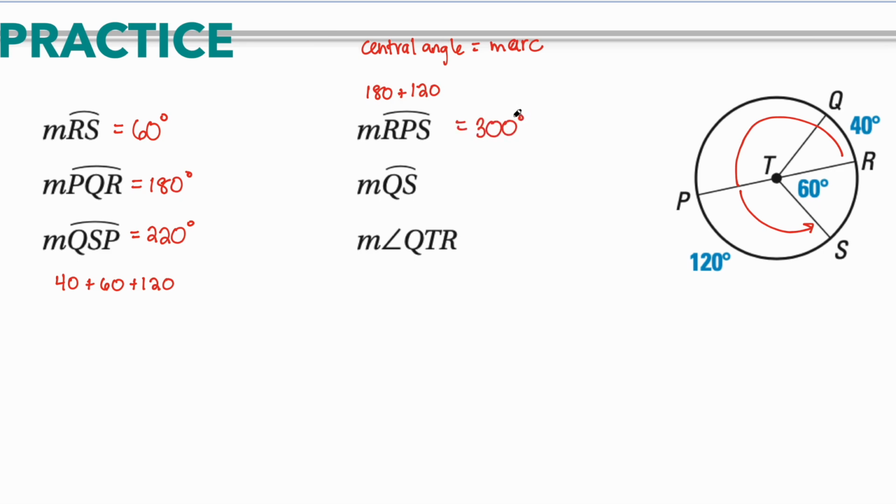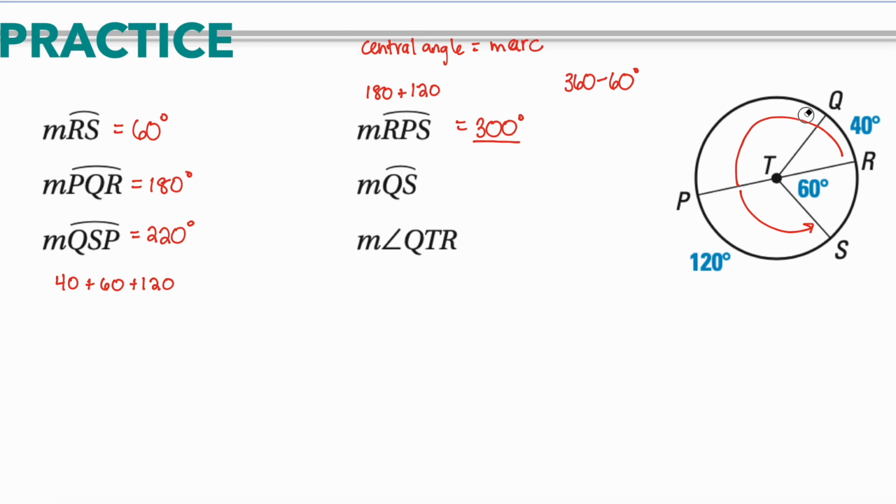There is one other way to do this. I could subtract the one part that is not included. From R to S was 60. So if I'm basically going from R to S, but I'm going around the other way of the circle, I could subtract the entire circle minus the part that is not being used. 360 minus 60 will still give me 300 degrees. Either way, this will work.